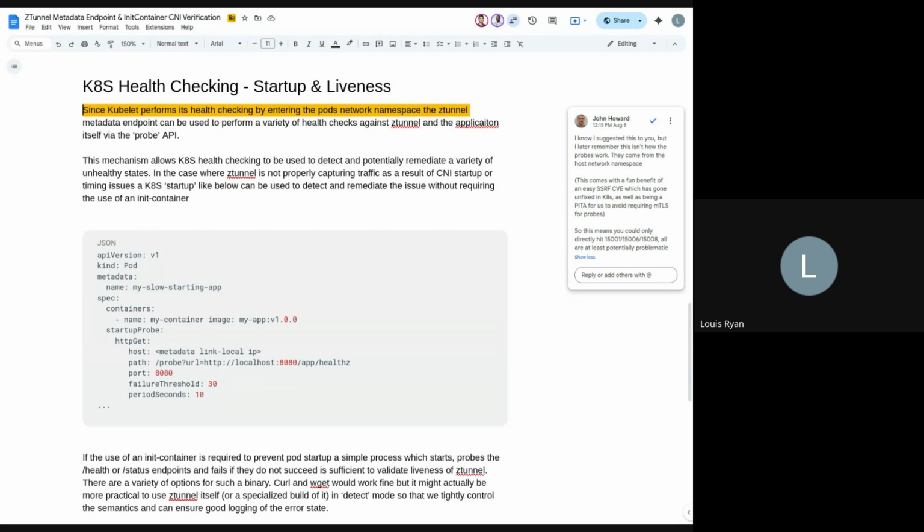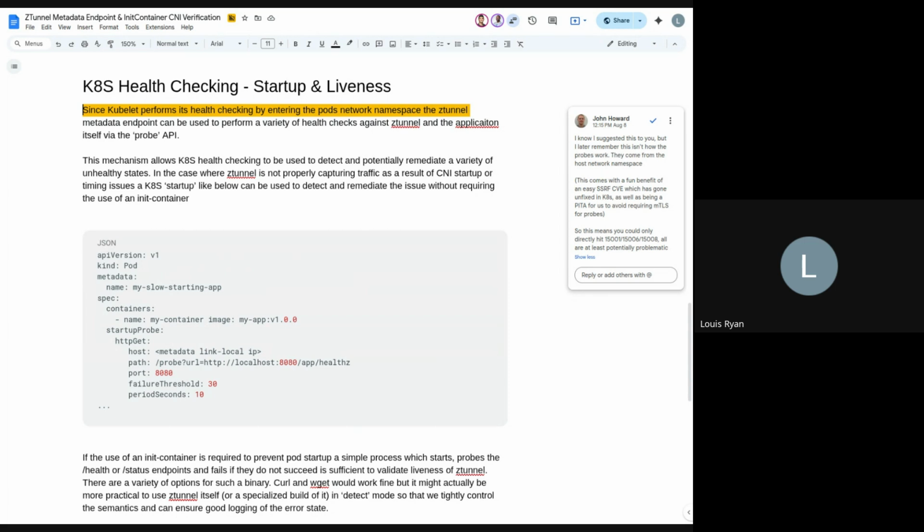So one of the problems using Kubernetes health checking to check it is that it doesn't prevent the application from starting up. So you could have the health check, and let's say the health check worked the way we want it to work, and the healthy endpoint doesn't succeed. The application may still have come up and emitted network traffic.